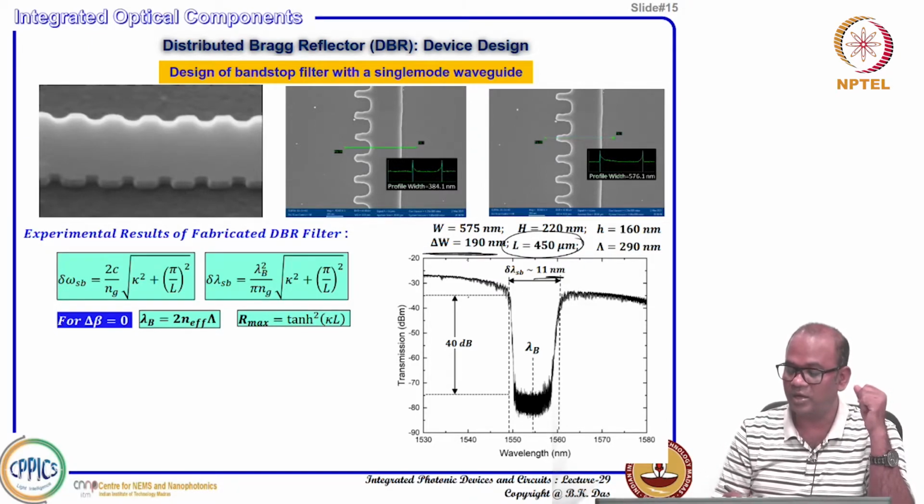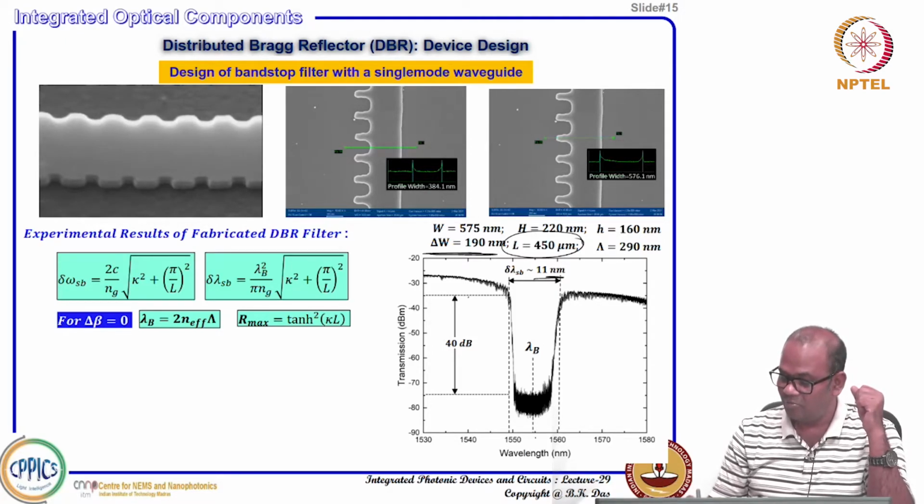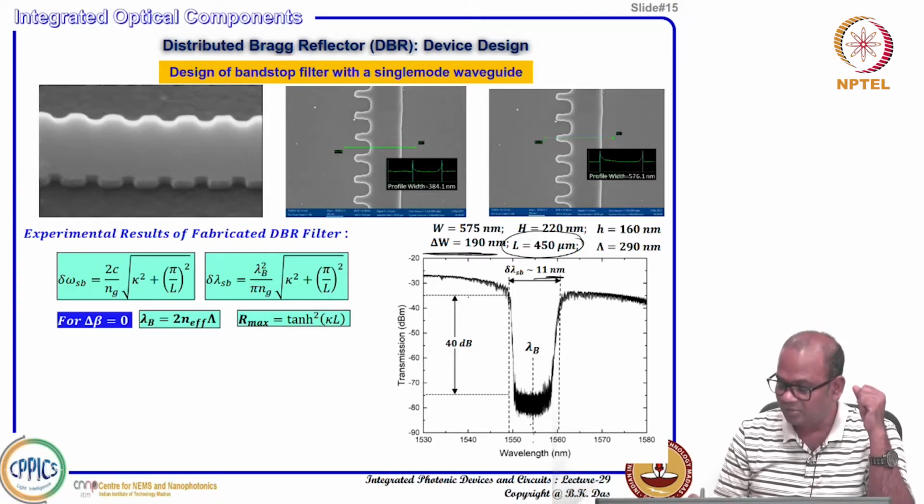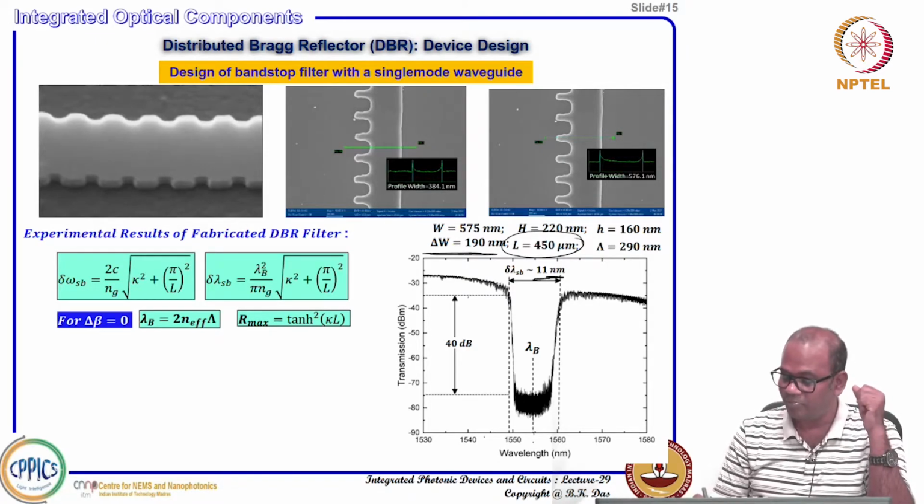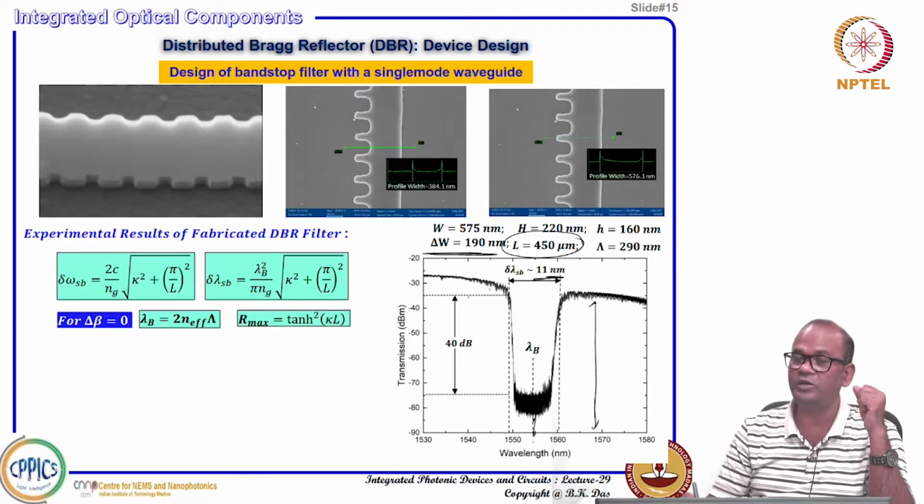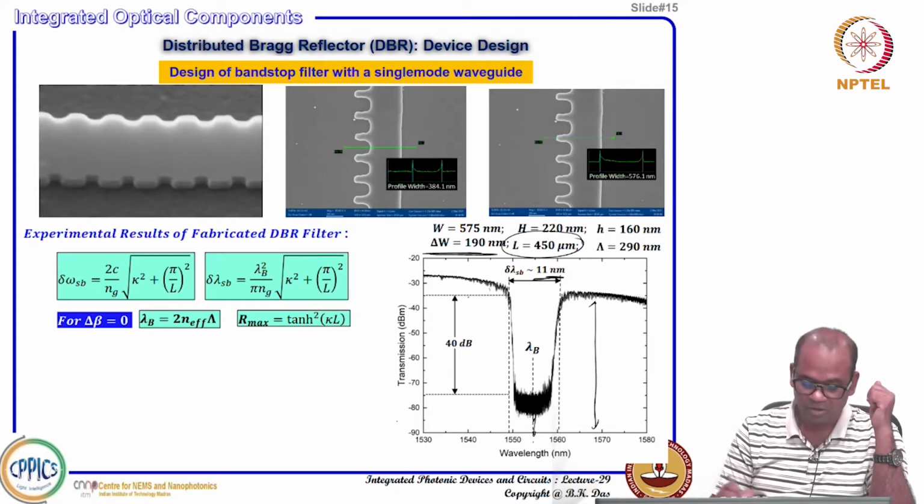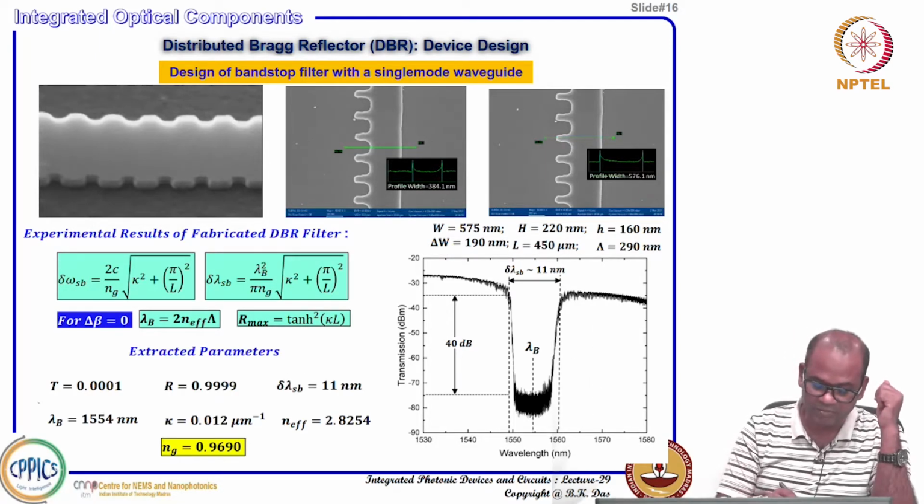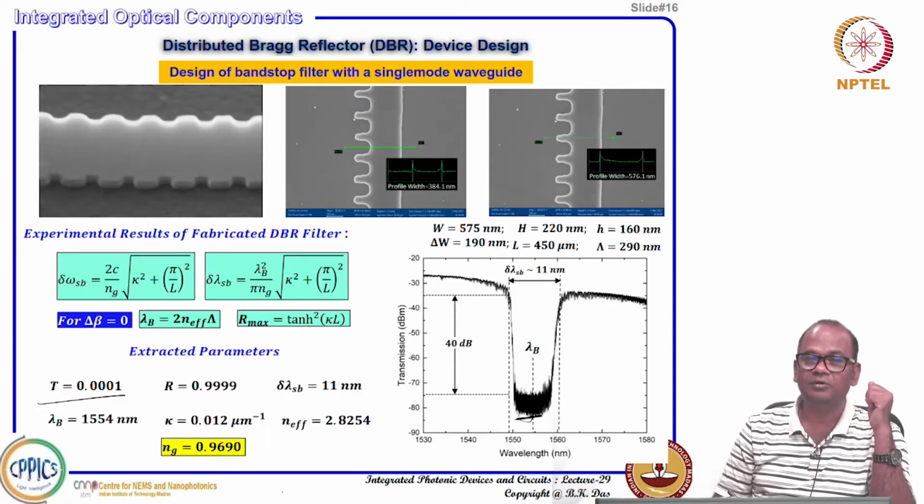Delta W is given here, 190 nanometer and 575 nanometer, with all the other parameters given, and you see nearly at 1550 nanometer a stop band with bandwidth 11 nanometer. The extinction means it is 40 dB down. Suppose you have a laser line here, whatever intensity you get, the laser line here will be 40 dB down. Such a high extinction filter has applications, especially in quantum photonic and microwave photonic applications, which we will discuss later.